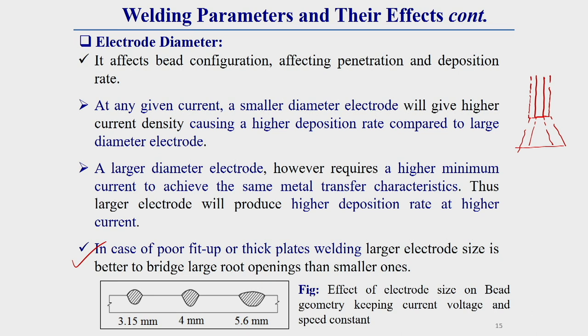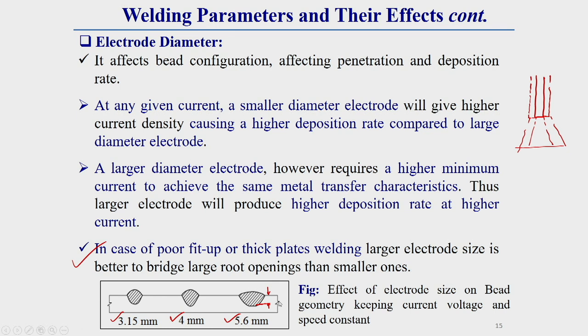Here we are showing the effect of electrode diameter on the bead geometry of the welded sample. Keeping all other parameters constant, if we increase the electrode diameter, you can see how the depth of penetration and bead geometry vary in this figure. That means a lower diameter, for the same current, gives comparatively more penetration. For a higher diameter, keeping everything the same, we get less penetration, but we get a wider bead geometry.